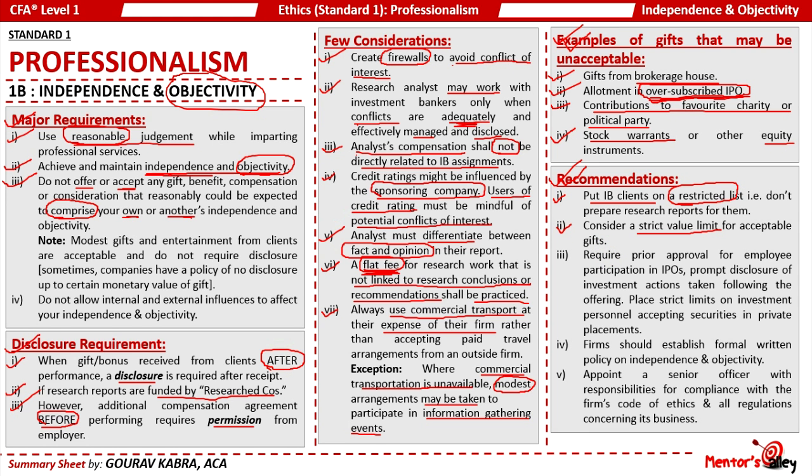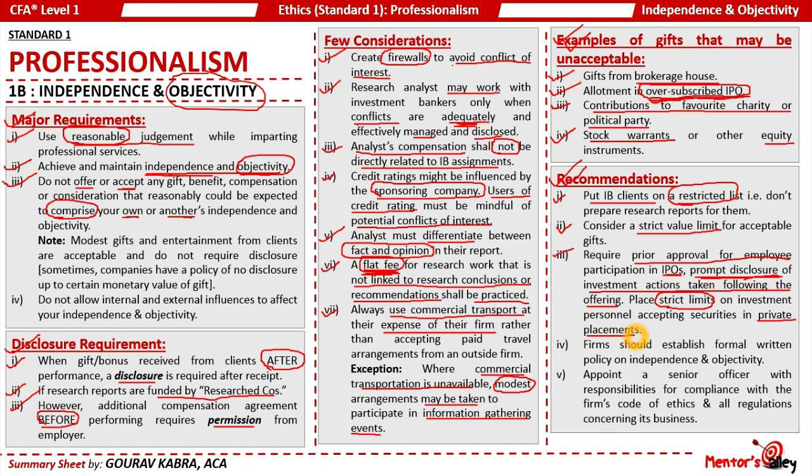There are lots of recommendations mixed in this one point. The first is that whenever an employee is going to participate in an IPO, he should obtain prior approval. The second is that there should be a procedure by which all the employees provide prompt disclosure of all the subsequent investment actions they have taken after an offering. And the third recommendation sets strict limits on investment personnel for accepting securities in private placements.